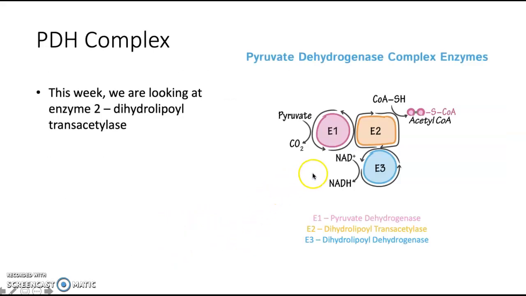You may recognize this figure from last week. I just think it's a really great summary of the complex and everything that happens in it, as well as enzyme names. So this week we will get to the oxidative portion of the reaction, but in order for this to happen, we need a new enzyme, and that enzyme is dihydrolipoyl transacetylase.